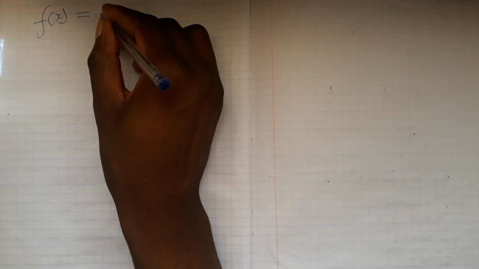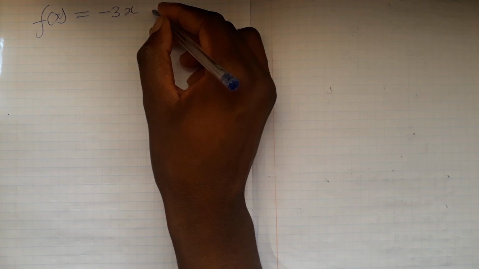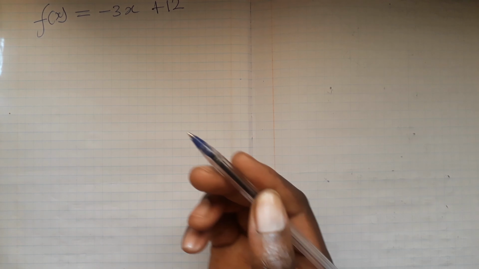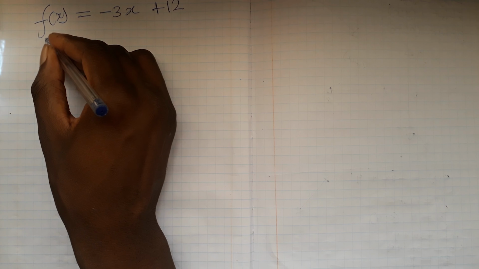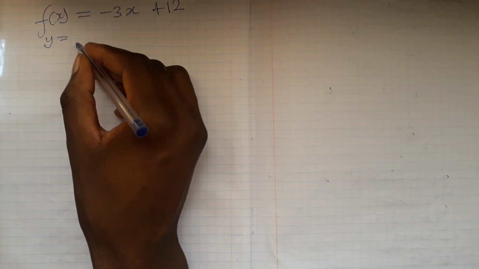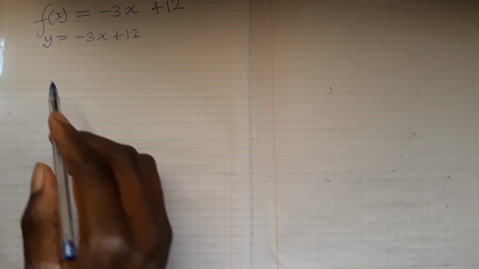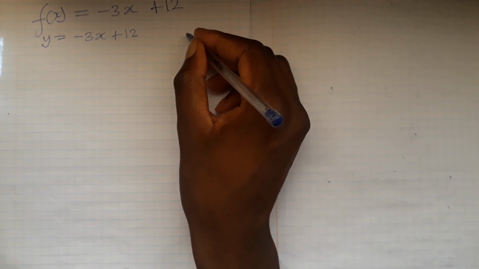Suppose you have the equation f of x equals negative 3x plus 12, and we are supposed to sketch this function. First of all, you must know that you must have the x-intercept, the y-intercept, and know the polarity of the gradient. For the x-intercept, we know that you must let y equal 0. So this is y equals negative 3x plus 12. You must let y equal 0. This is the x-intercept.